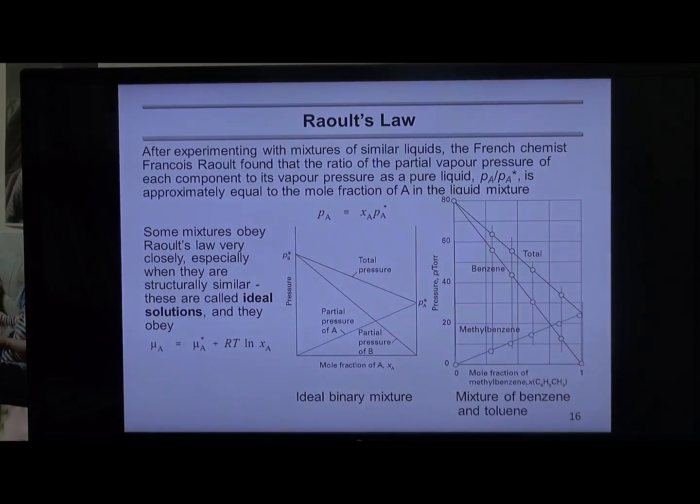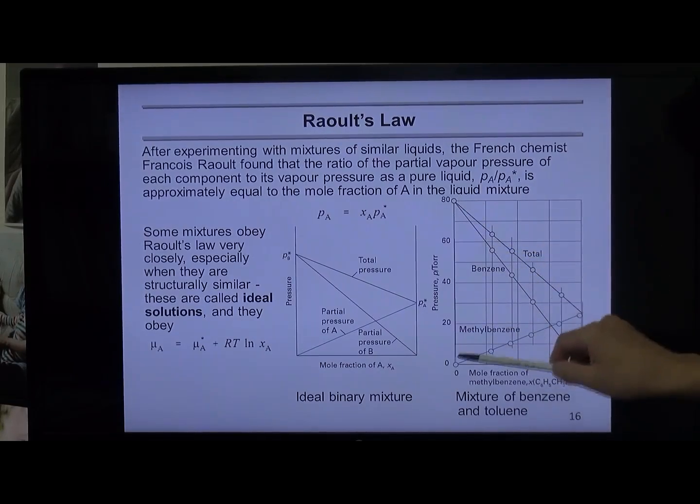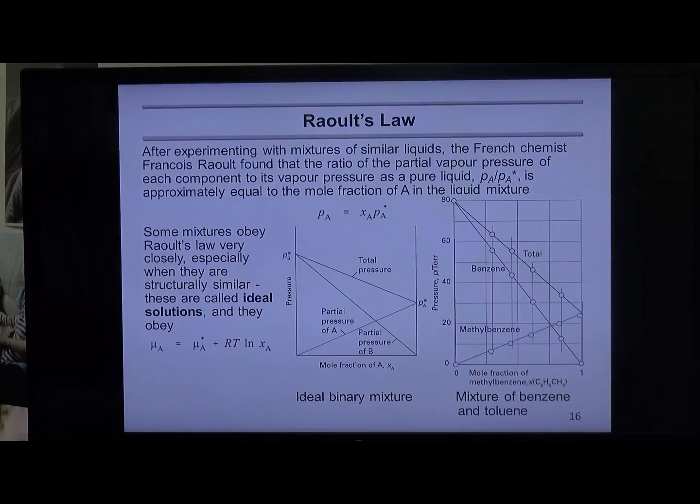This is the real experimental data for benzene and methylbenzene. Both of them are very similar in terms of chemical structure. They are linear, right? Vapor pressure as a function of mole fraction. Okay? So these are ideal solutions.